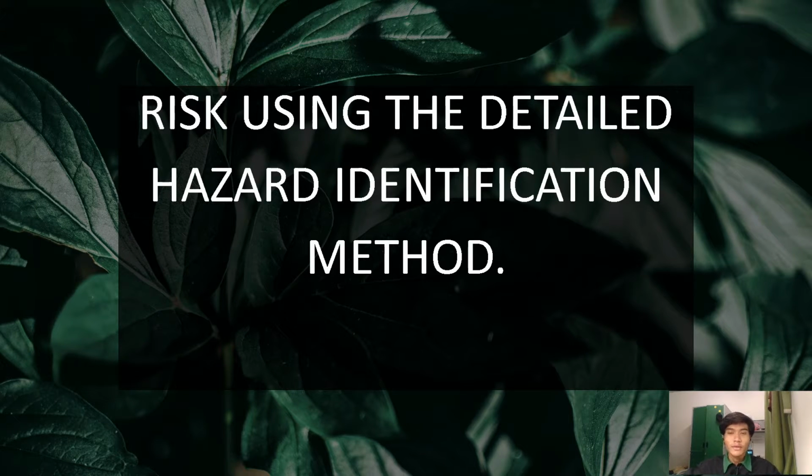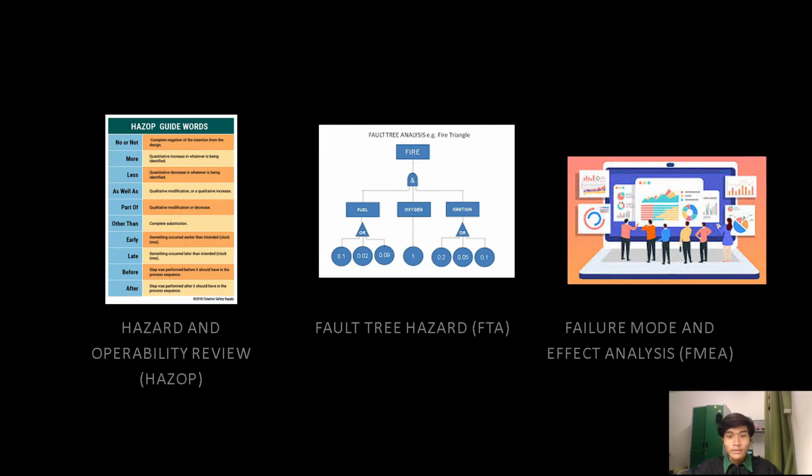I will explain how to evaluate the risk using the detailed hazard identification method. There are three methods. One common method is the hazard and operability study, better known as HAZOP. A HAZOP is a systematic assessment tool used to identify and address potential hazards in an industrial process before an incident occurs that could affect the safety of people or assets while hindering productivity.